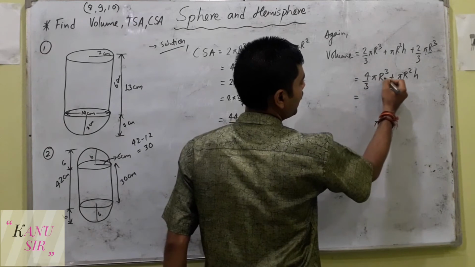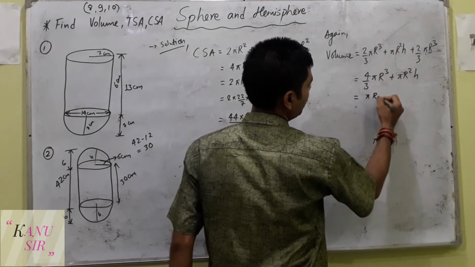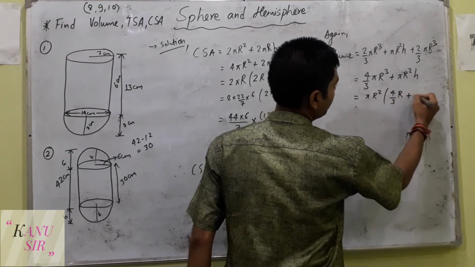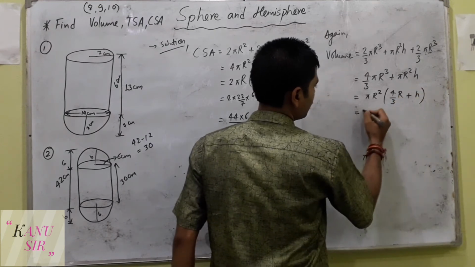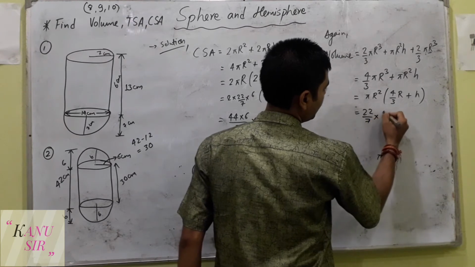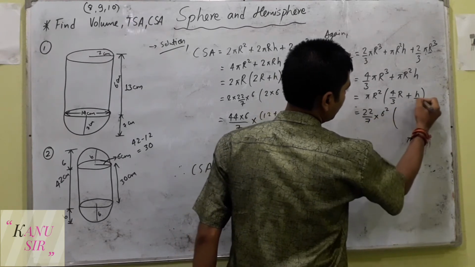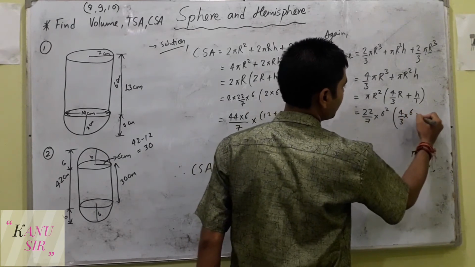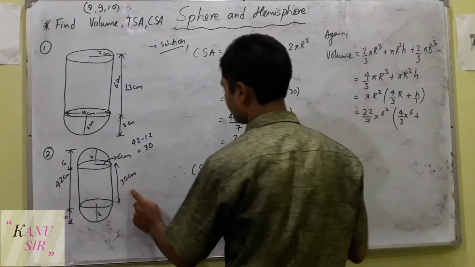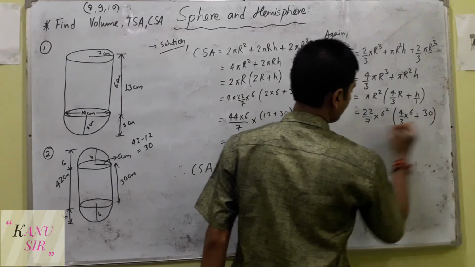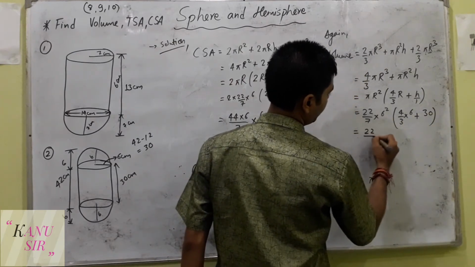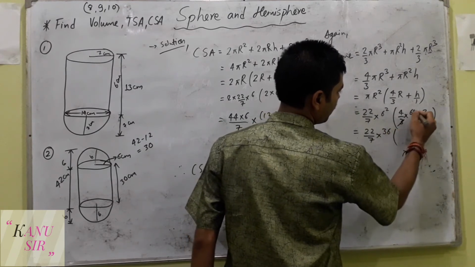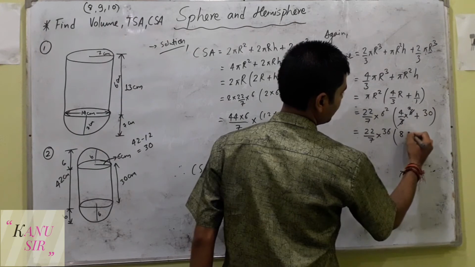Now from here pi r cube and pi r square you can take common. After that you can write pi r square times 4 upon 3 r plus h. 22 by 7 and 6 square. So 4 upon 3 r, r is 6, plus height of the cylinder is 30. Or 22 by 7, 6 square is 36. And here 3 times 2 is 6, 4 times 2 is 8 plus 30.